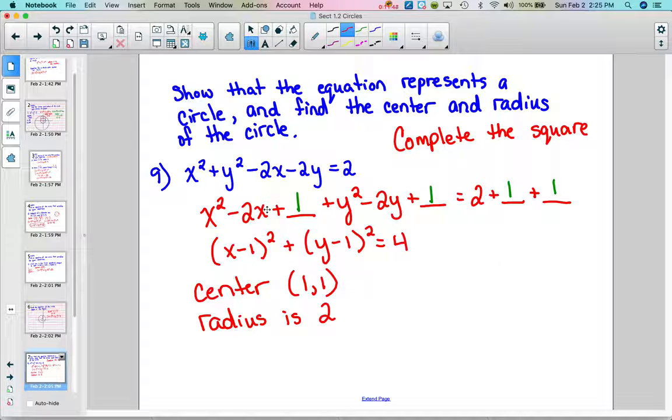So remember, if you're struggling on where this number comes from, whatever you did when you took half of this, it was negative 1, that's what goes here. Remember, if you FOILed this out or put it in a box or multiplied it out, x minus 1 times x minus 1, you will get x squared minus 2x plus 1. So I'm just writing it in that perfect square format.